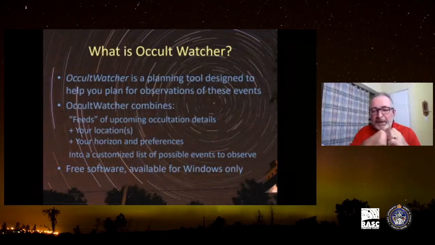Or maybe I have a magnitude limit with my scope and my gear. I can only reasonably get down to 10th magnitude before it becomes hard for me to find the target star. So the software puts all of that information together and then gives you a customized list of possible events you have available. And then from there, you're able to make your decisions about what you might try to observe and what you might not.